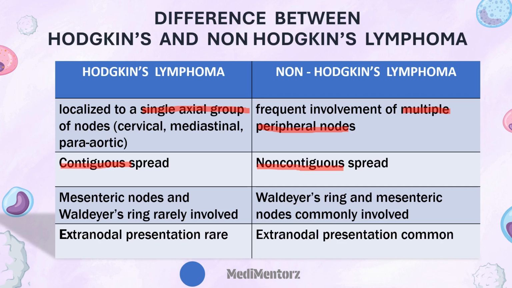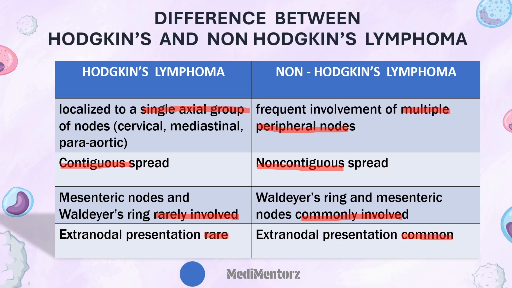Mesenteric nodes and Waldeyer's ring are rarely involved in Hodgkin's lymphoma, whereas they are more commonly involved in non-Hodgkin's lymphoma. Extranodal presentation is usually rare in Hodgkin's lymphoma, whereas it is more common in non-Hodgkin's lymphoma.